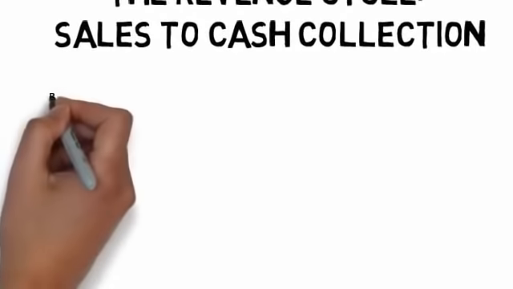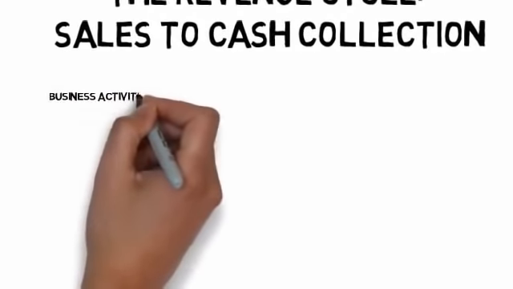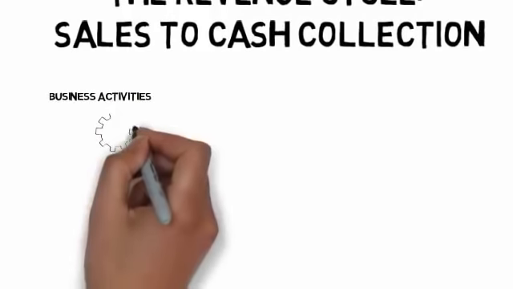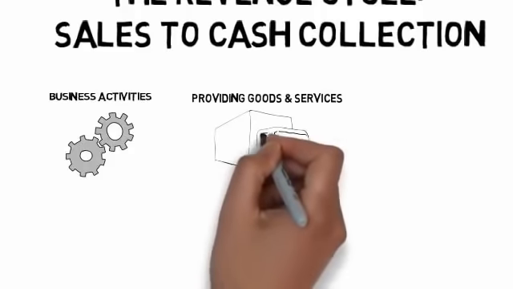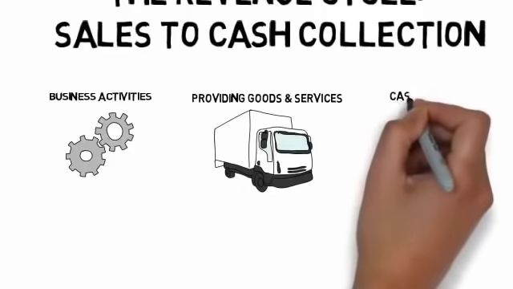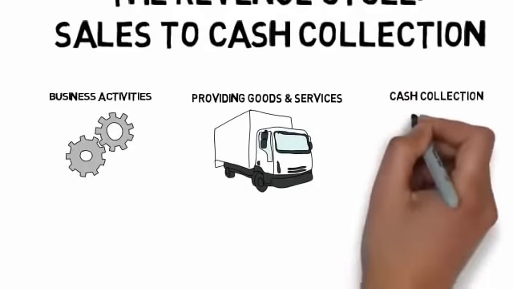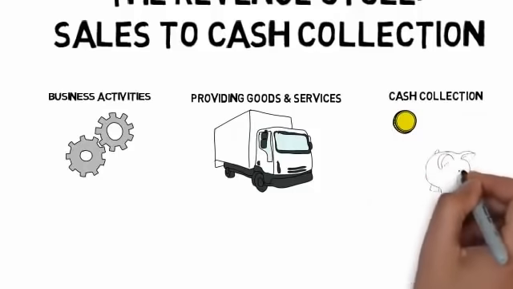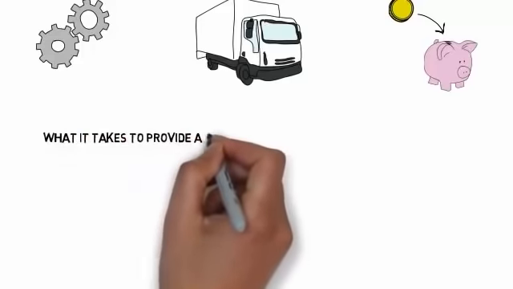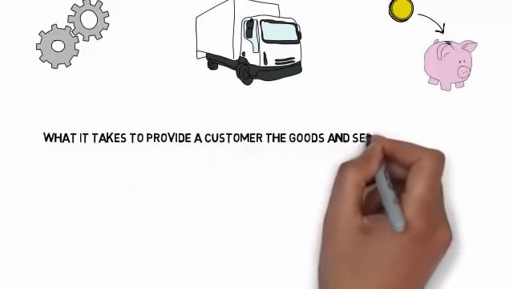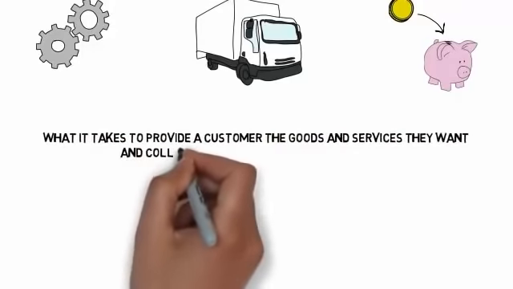What is the revenue cycle? It's a recurring set of business activities and related information processing operations associated with providing goods and services to a customer and the collection of cash in payment for those sales. If you're like me, you may need plain English to explain this. It's what it takes to get a customer the goods and services they want and collect payment from those customers.